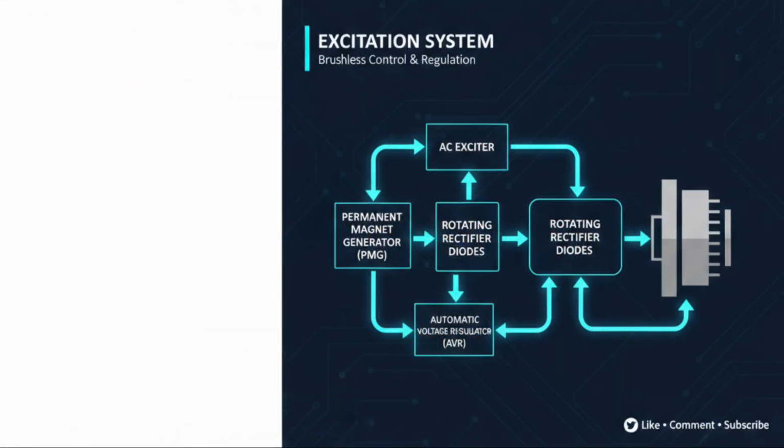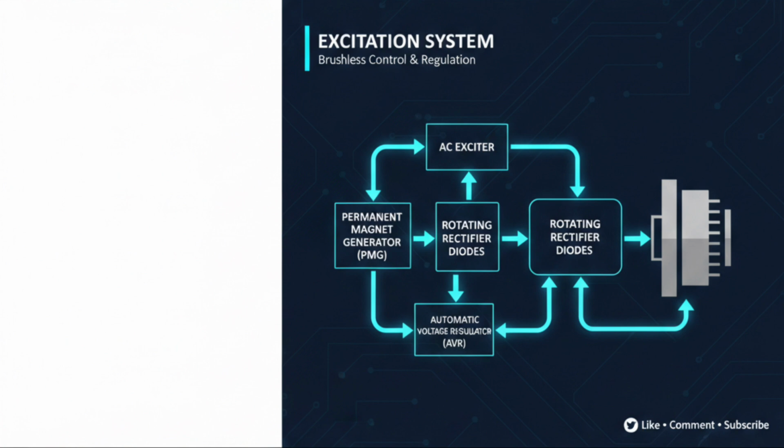Excitation system. To establish magnetic flux, DC current must flow in the rotor field winding, and this is supplied by the excitation system. Older designs used slip rings and carbon brushes, but most modern marine alternators employ brushless excitation consisting of a small AC exciter mounted on the shaft, a rotating diode rectifier, and often a permanent magnet generator or PMG.